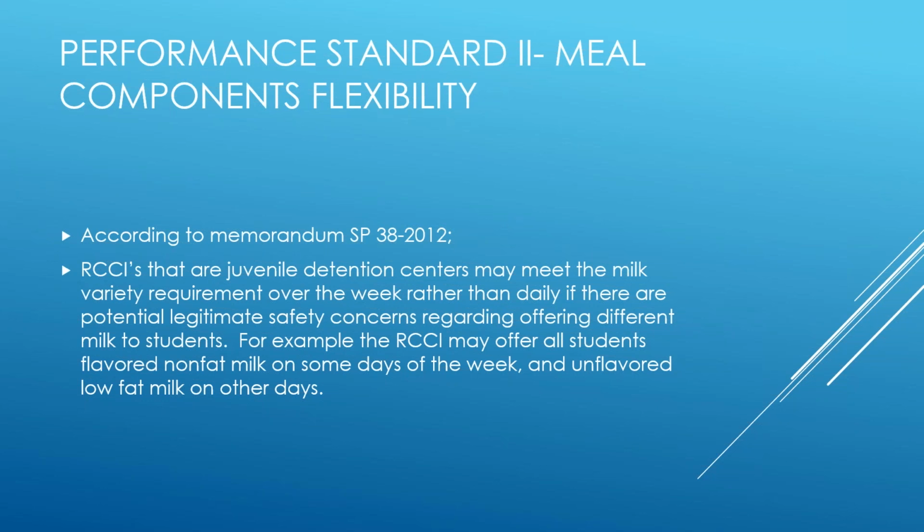So you could serve all chocolate milk on Monday, 0% chocolate milk, and then on Tuesday you could serve all 1% unflavored, low-fat milk the other day. And you can alternate like that.